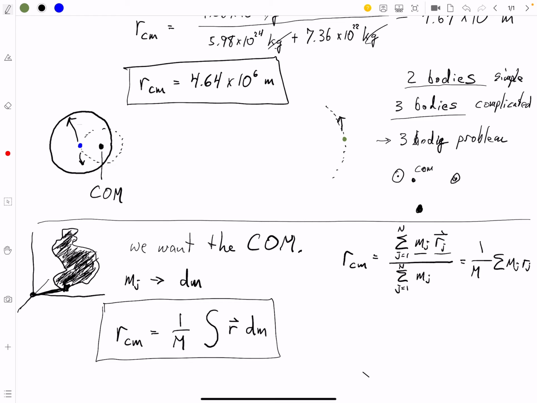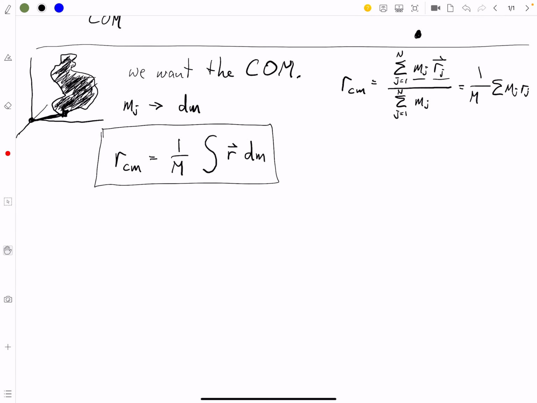Okay, so we need to do an example. This example is straight out of the book, so you can go in the book and look at it. This is the thin loop example. The thin loop. Let's see, 9.18 in the book.